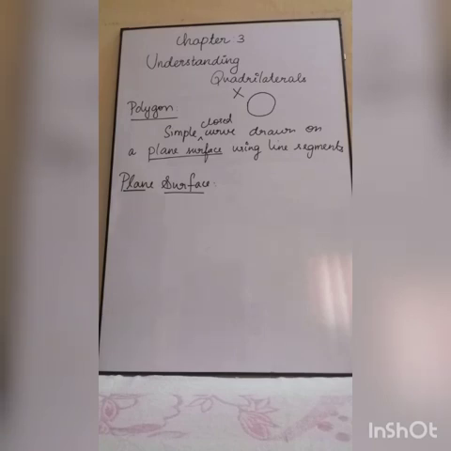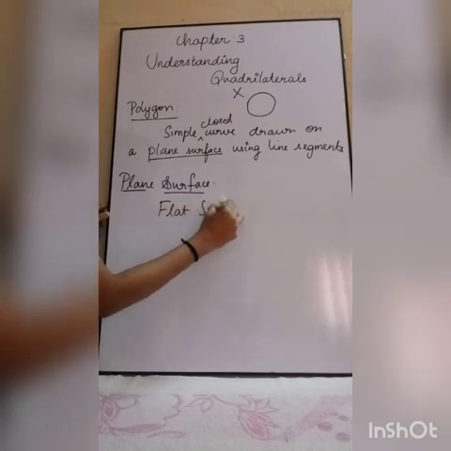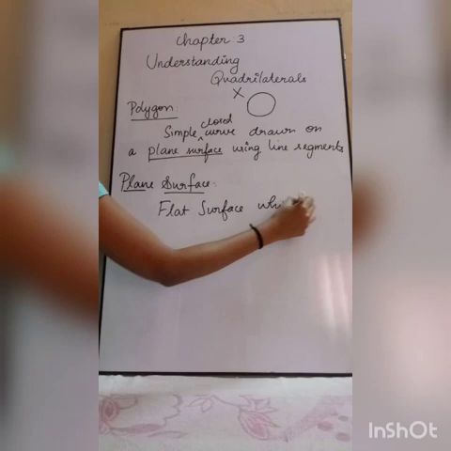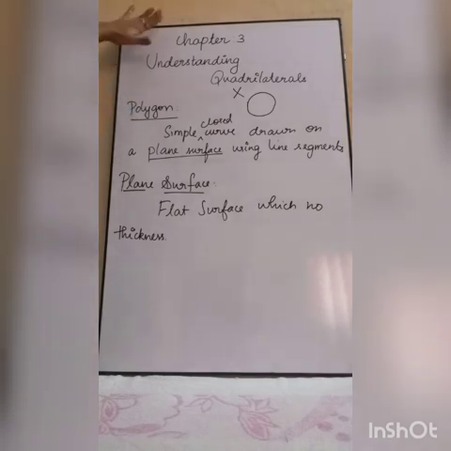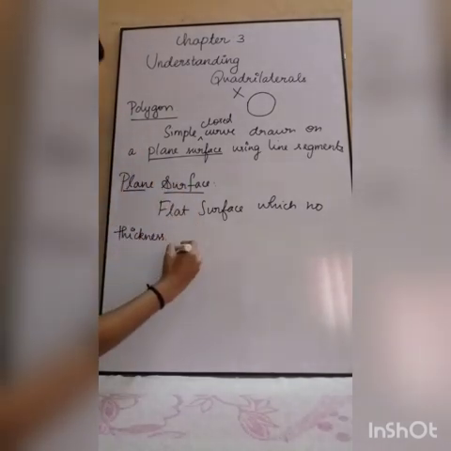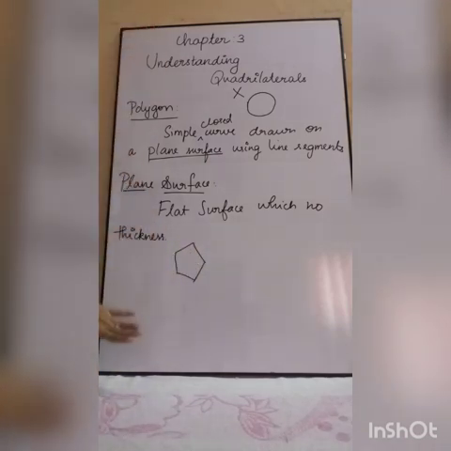Okay, now we are going to deal with the plane surface definition. What is meant by plane surface? It is a flat surface with no thickness. There won't be any thickness for this surface. Actually, I'll take this board as a plane surface. Why? Because I can draw a polygon on this board. The first layer of this board is considered as a flat surface, or you can say plane surface.